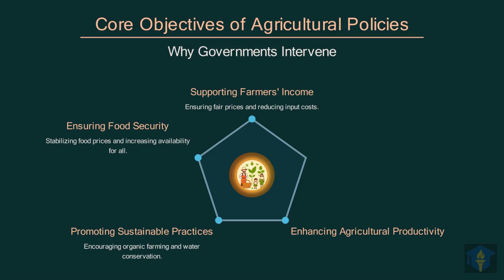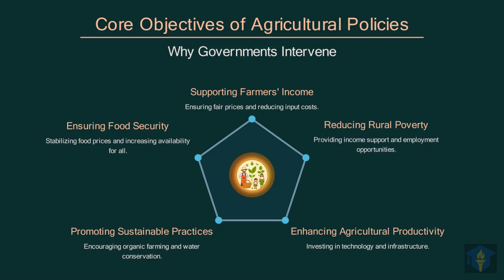Enhancing agricultural productivity is fundamental to meeting growing food demands. This requires investing in new technologies and improving rural infrastructure. Reducing rural poverty remains a key objective for many agricultural policies. This involves providing income support and creating employment opportunities in rural areas.